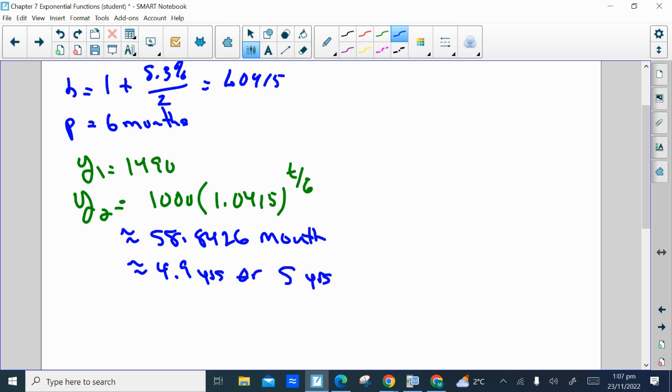Because the interest is calculated every 6 months. So at 5 years, there'll be a little more than $1,490 in there, but if you back it up to 4.5 years, there would not be at least that amount in there.